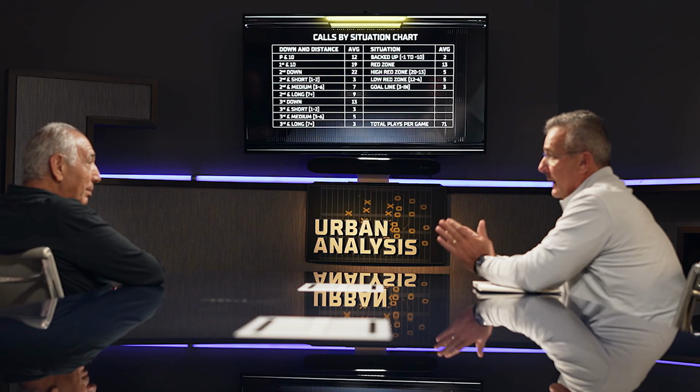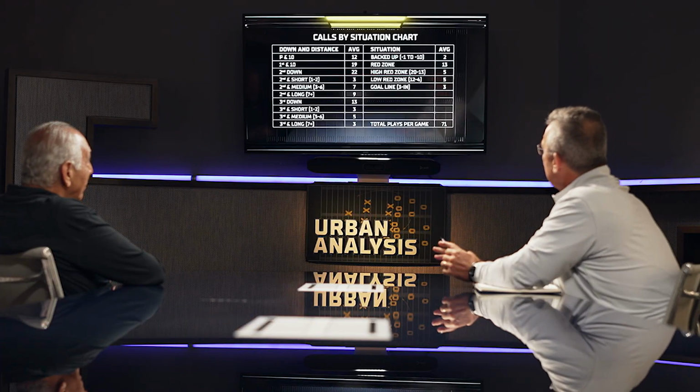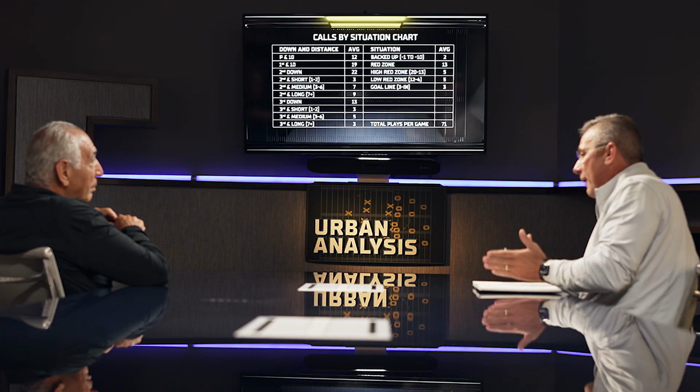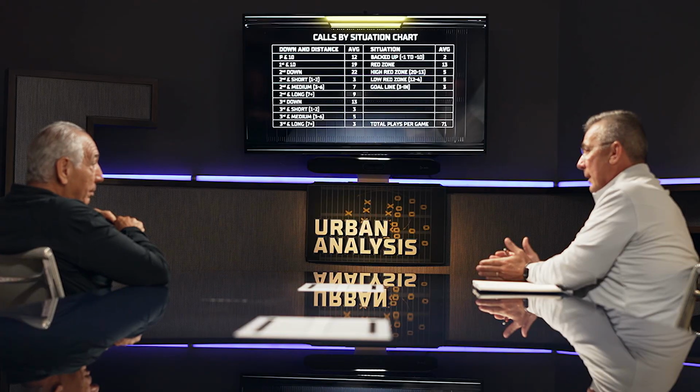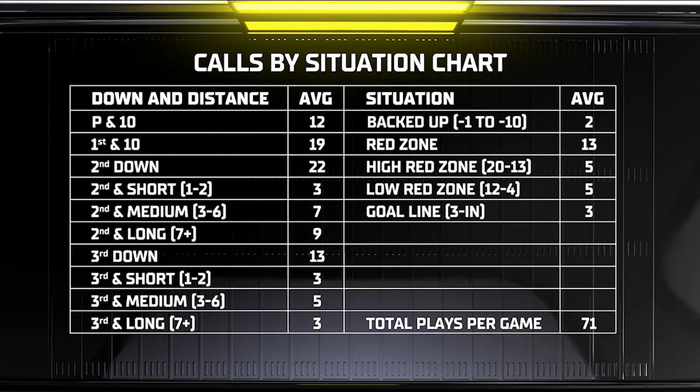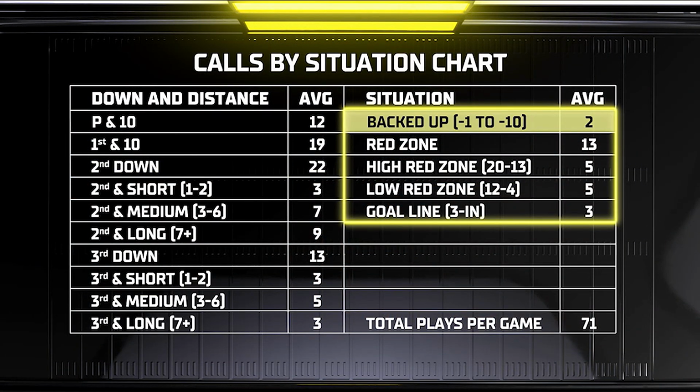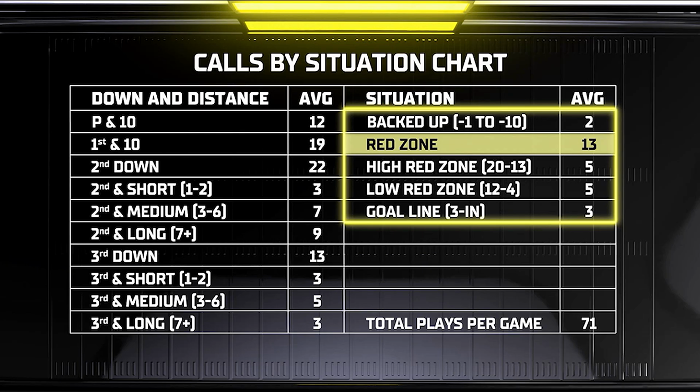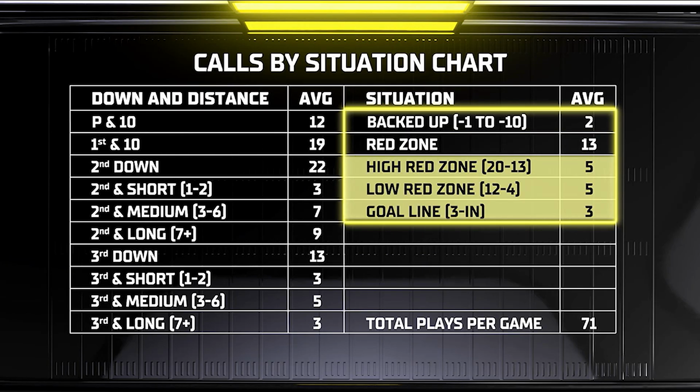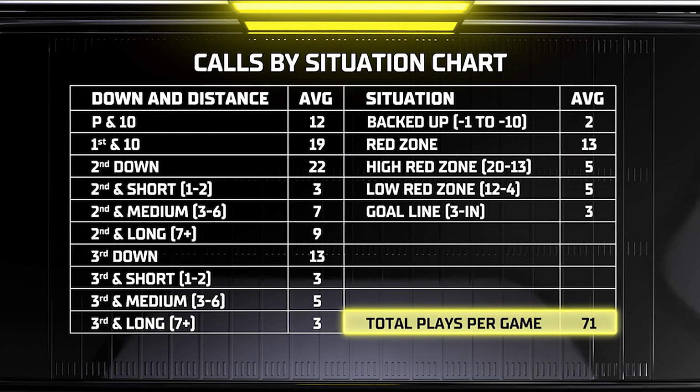Spend a lot of time on that in prep and in practice. Go over to the right side, backed up. This is interesting. That's when the offense is backed up. You can lose a game there if you're not ready. No doubt. See the -1 to -10? That's the -1 yard line to the -10 yard line. That happens twice a game. And then the red zone. You're in the red zone an average of 13 times, but we break it down into high, low, and goal line. High red is the 20-yard line to the 13-yard line. That happens 5 times a game. Low red, 12 to 4, 5 times. And then goal line, inside the 3-yard line, that's 3 times, for a total of 71 plays per game.